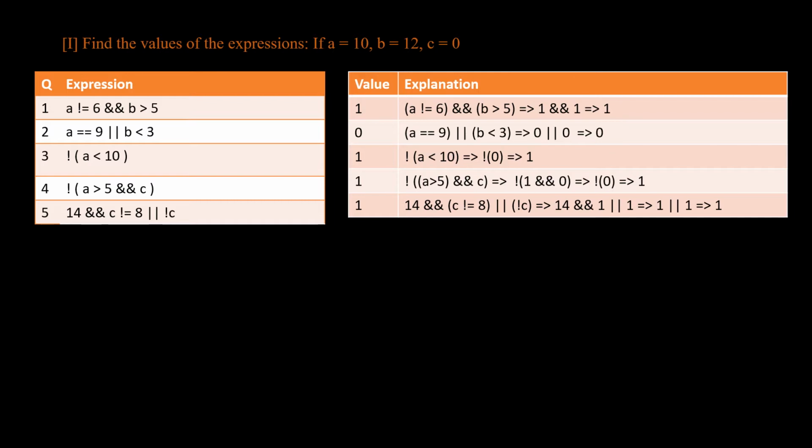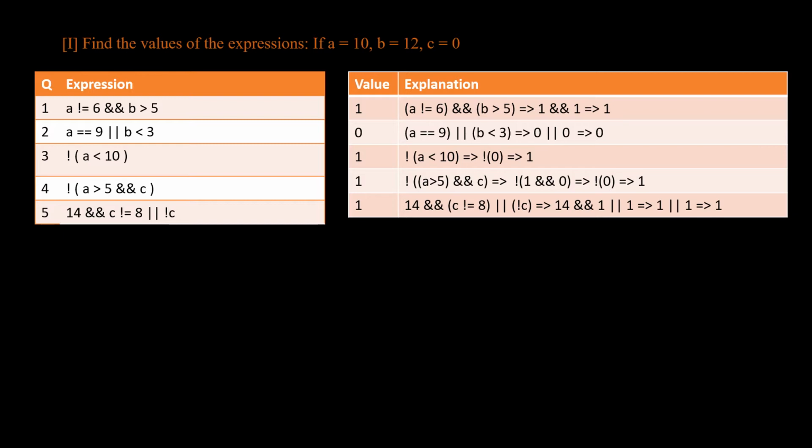Next is A equal to 9 or B less than 3. Equality and relational both have higher priority than logical or. So these two get executed. 10 equal to 9 is 0. B less than 3 is also 0, which comes to 0.